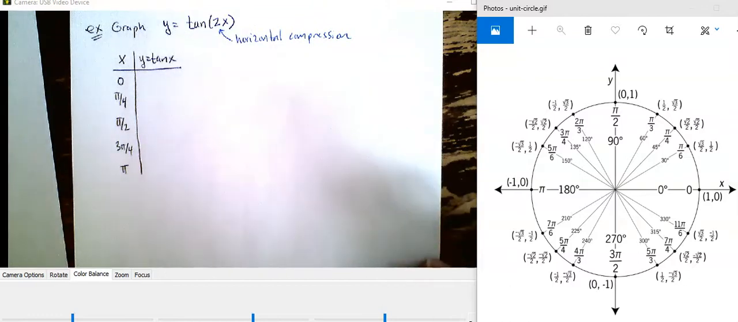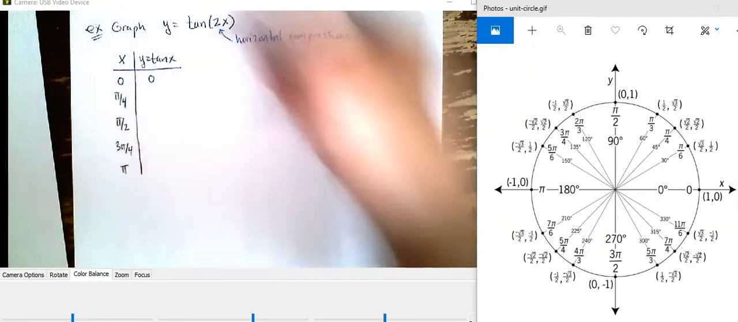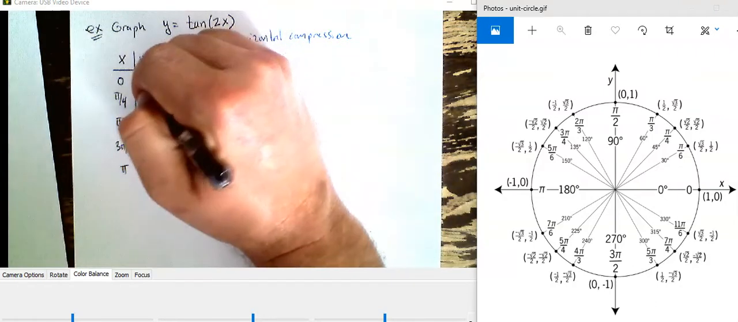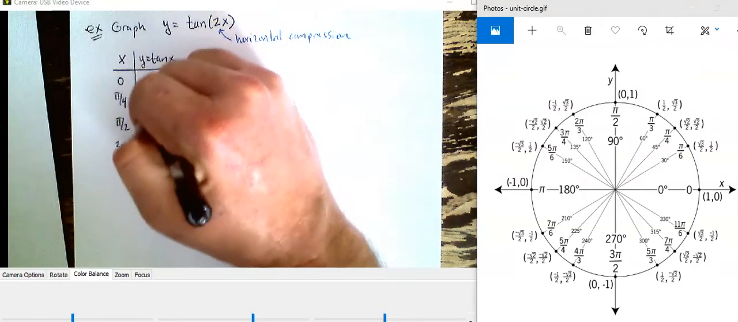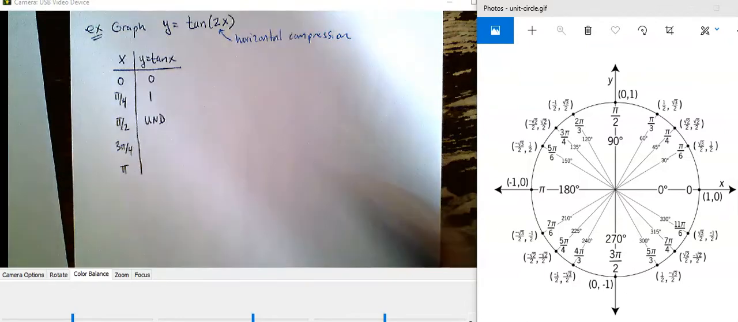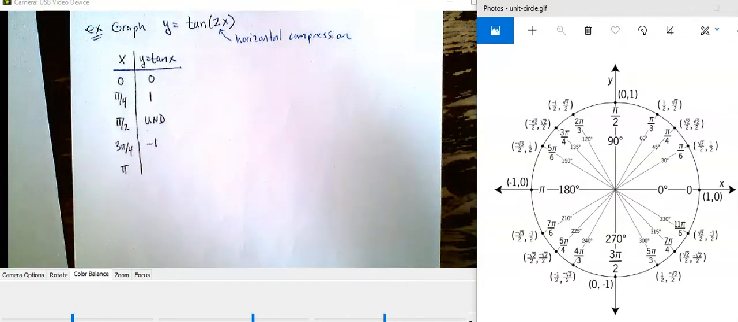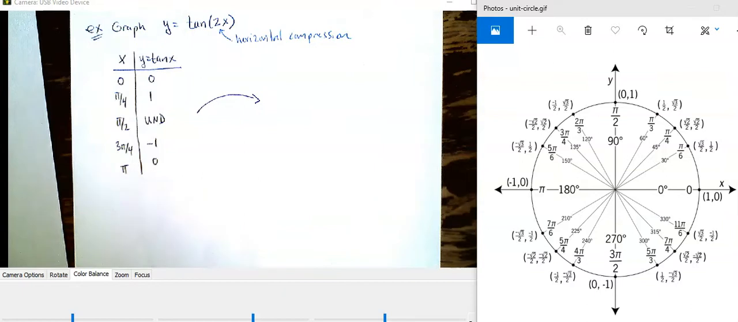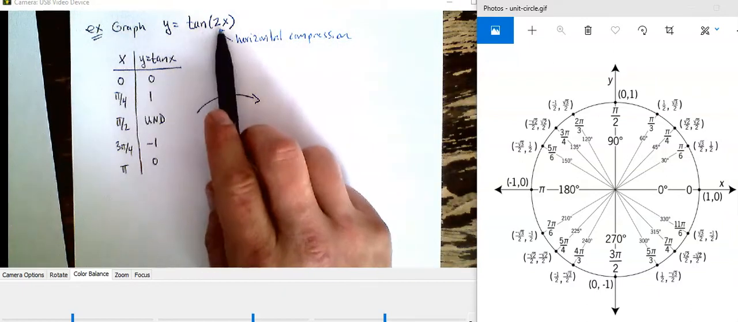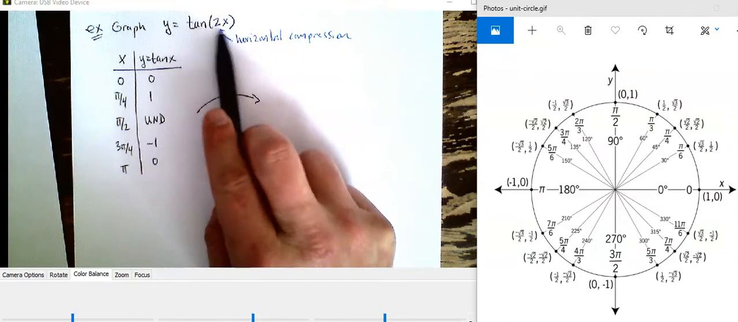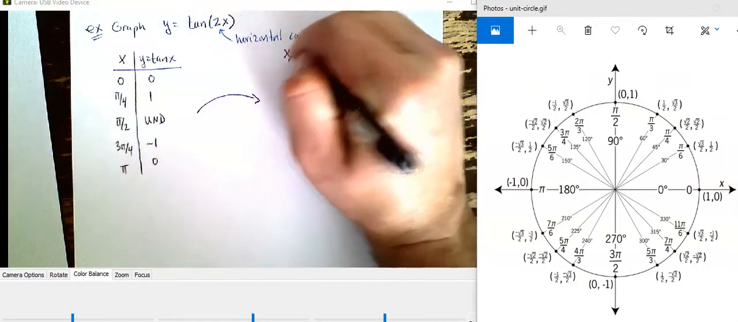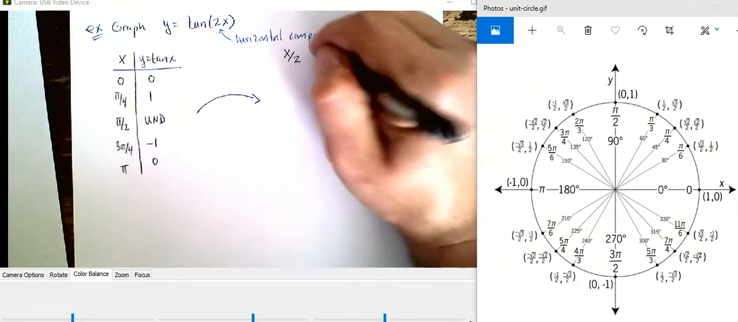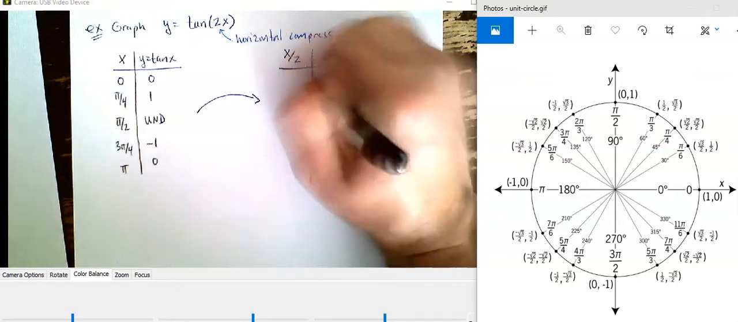So if we look back, the tangent function is 0 at 0. It's 1 at pi over 4. Undefined at pi over 2. Negative 1 at 3 pi over 4. And then 0 again at pi. So now if we do our transformation, note here we always do the opposite effect if we're grouped in with the x here. So we're going to divide all those x values by 2. And y is going to stay the same.